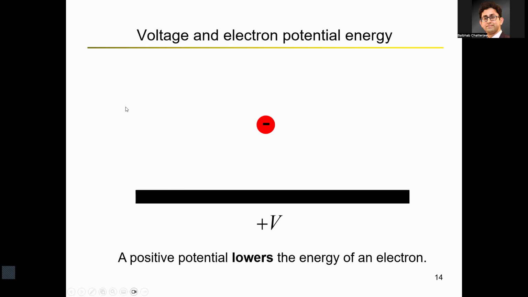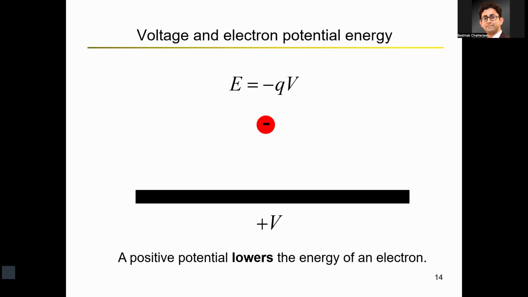If you have an electron and you subject it to a positive potential, that electron will have an energy of minus Q times V. So if the voltage is plus V, the electron has a charge of minus Q, and the energy of the electron is minus Q times plus V. Again, just your high school physics.